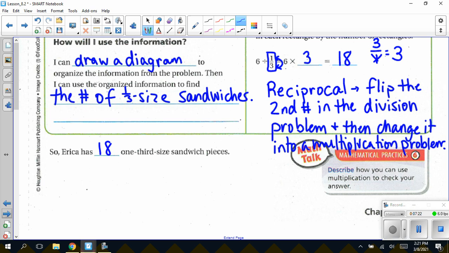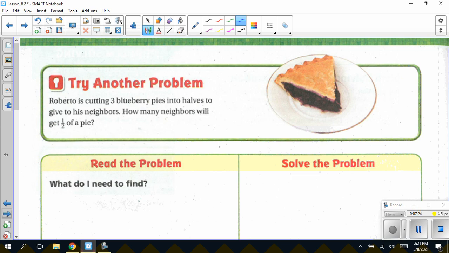So now I'm going to go to the next page. We're going to try another problem. Again, we're going to show with the picture model, and then after that, we'll try to wean ourselves away from having that picture model and just show the division. So Roberto is cutting 3 blueberry pies into halves to give his neighbors. How many neighbors will get half of a pie?